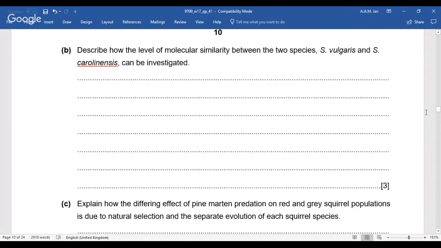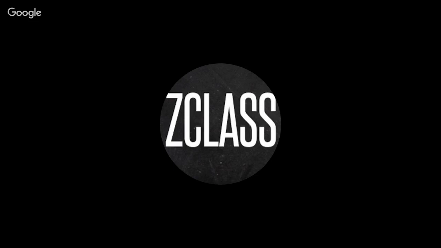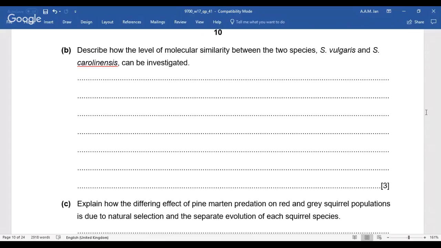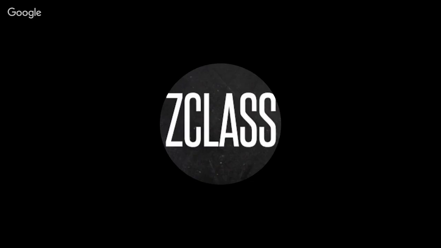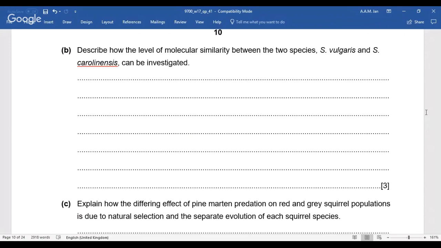Okay, describe how molecular similarity can be investigated. I didn't know this one, but I know one is to compare their DNA sequences. I don't know the other two. Okay, well, how can you compare DNA sequences? DNA base, the polypeptide, I guess. Okay, so polypeptides are different to DNA.